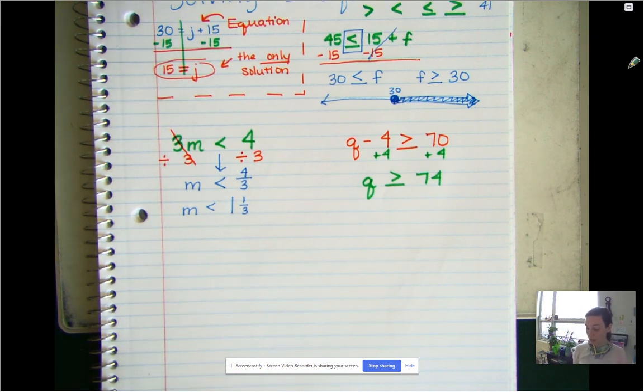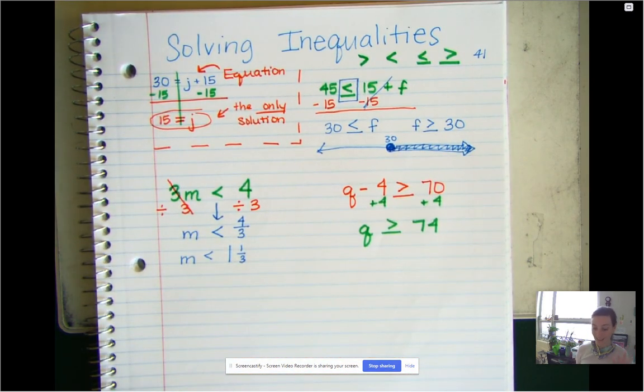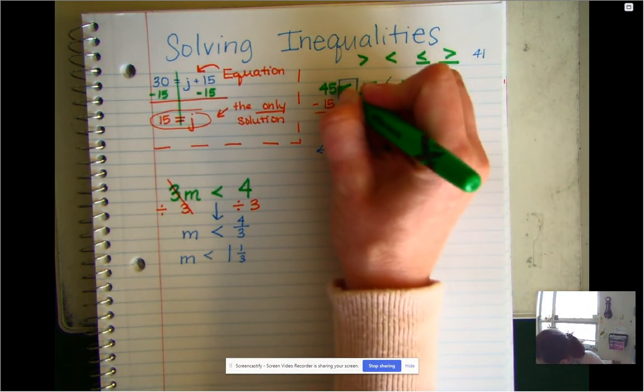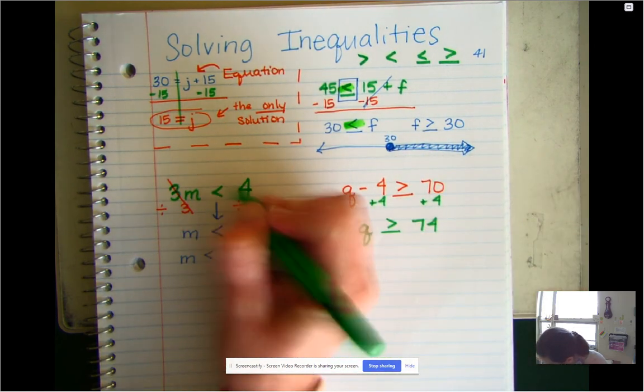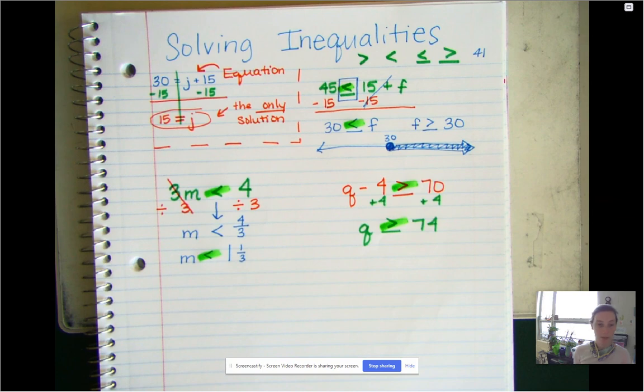So solving inequalities, you basically do what you did with equations. You just can't forget that the sign has to stay, whatever it is at the beginning, it's got to be at the end. I'm going to take a second and just highlight how the sign always stays the same. Okie dokie.